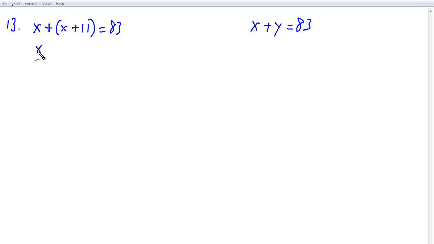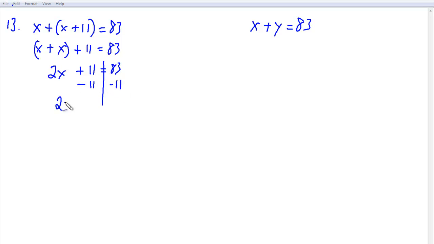Now, I'm going to use the associative property to associate these two together, because the associative property is okay to do with addition and multiplication. So now I've got x plus x, which is 2x, plus 11 equals 83. Most of us actually did this whole problem without parentheses, but that's okay. Then I'm going to use the inverse operations to move the 11 to the other side. So 2x is equal to 72, and then divide both sides by 2, another inverse operation. x is equal to 36.